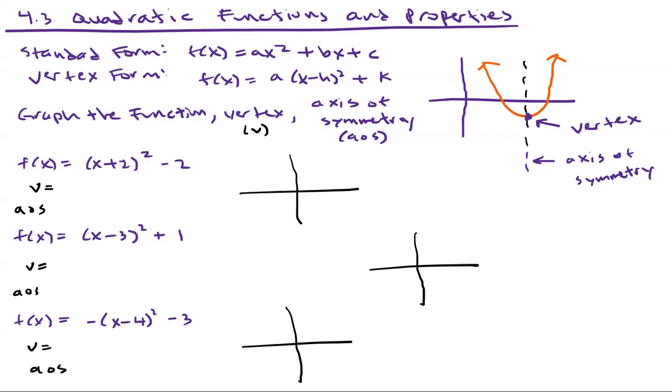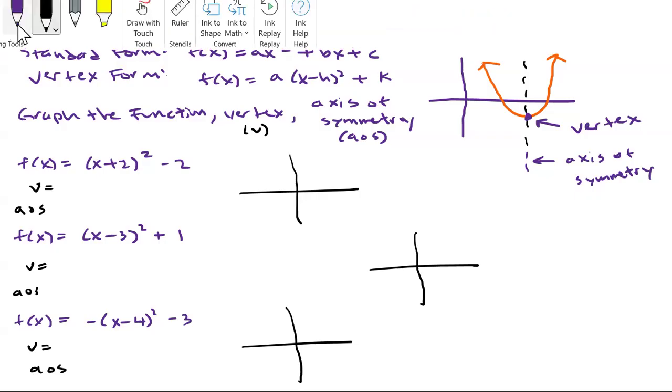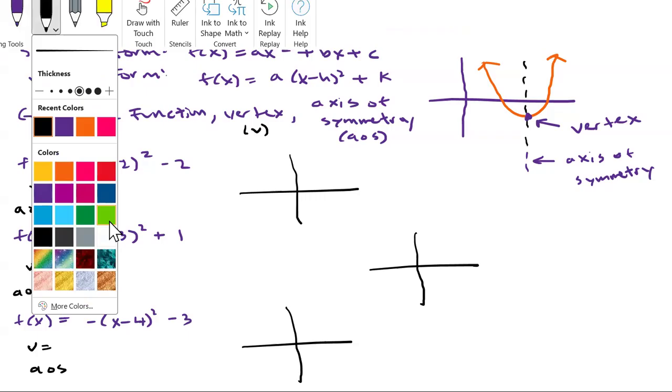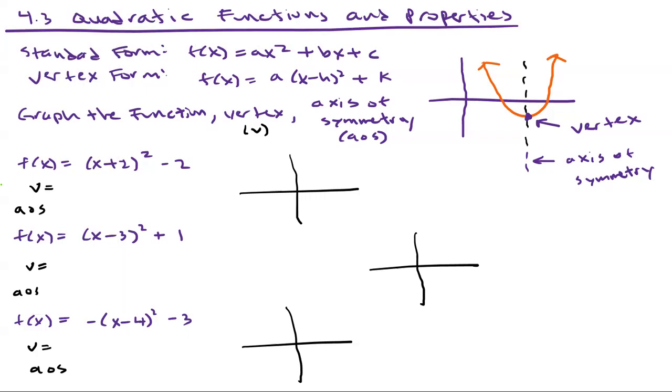So when we look at this, all we're doing here is just sketching. The first one is f of x is equal to (x plus 2) squared minus 2. And the vertex is dealing with h, k. So what is h, k? Because this is all in vertex form, h, k is dealing with the vertex.